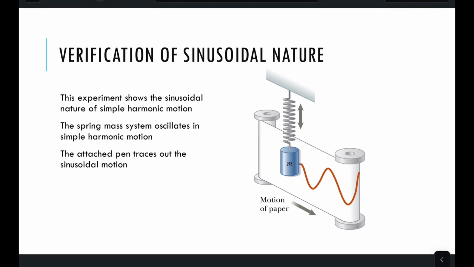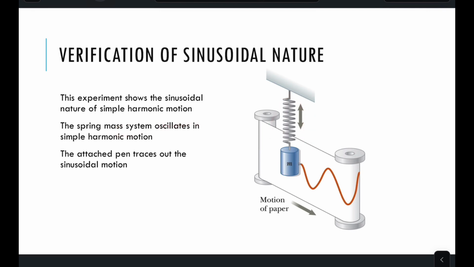Now we're going to look at the verification of sinusoidal wave nature. As I showed you before in part 1, the motion of the spring is up and down, but the sinusoidal wave function, the displacement sketched on the motion paper, will be like this, a sinusoidal wave, right? This experiment shows the sinusoidal nature of simple harmonic motion, because up and down non-stop is considered simple harmonic motion because this motion obeys Hooke's law.